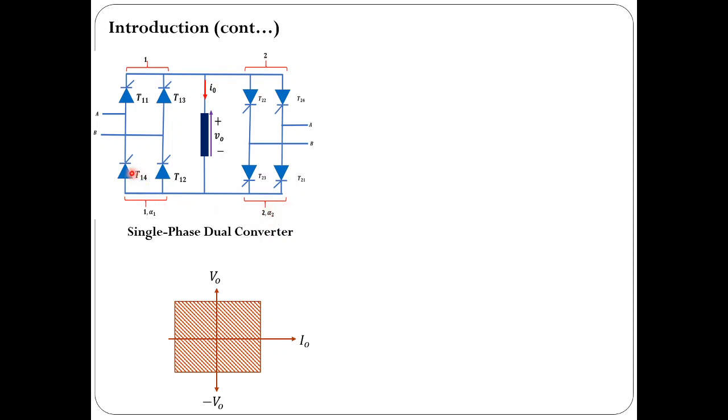Now by controlling the thyristors in converter 1 and converter 2 with respect to their firing angles, you can operate this overall arrangement in four quadrants. So voltage across the load can be positive or negative. For example, if converter 1 is activated, then current is positive and voltage can be positive or negative. So first quadrant and fourth quadrant operation is possible with respect to converter 1.